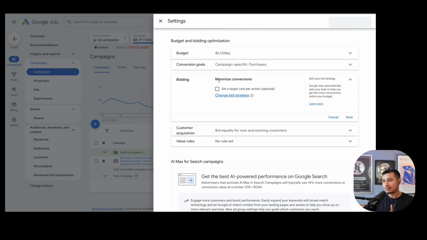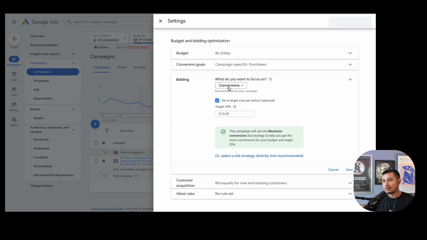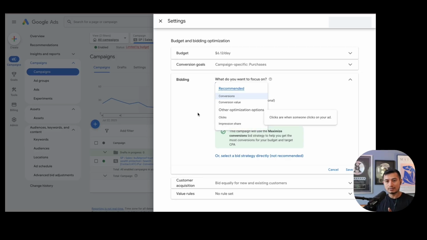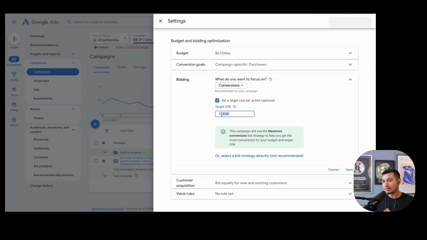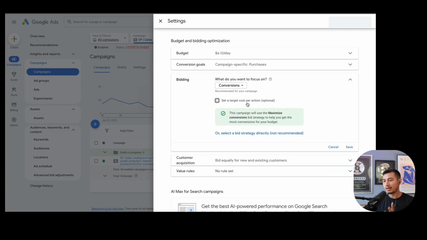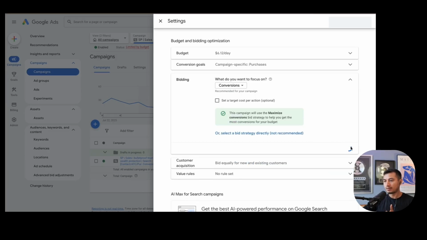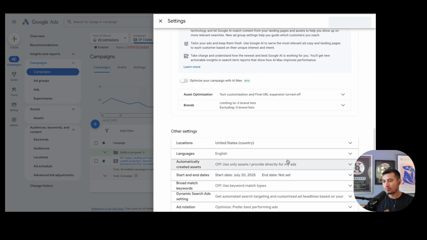The next thing is the bidding strategy was clicks. I want conversions. I don't want clicks. I don't care about clicks. I want money. I want clicks converting into conversions. I want purchases, okay? Even Google is recommending you to do conversions and conversion value, but this campaign was set up at clicks, which I don't understand. Make sure it is at conversions. If you have a target CPA, you can do that, but I don't have that data, so I'm not going to do it. And save. Those are the most important things.